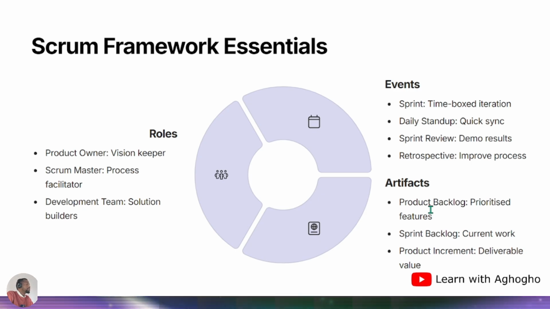Okay, then you talk about the product increments, which are your deliverable values. That is, the finished, tangible deliverables that you can pass across in each sprint. So that is what we are talking about on that area.